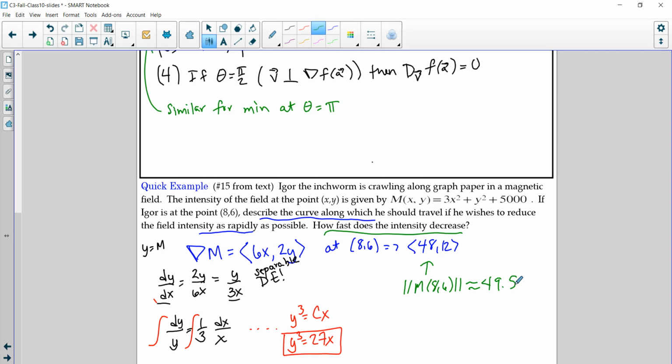I should actually also say one more thing. Technically, when I did this, if he wishes to reduce the field intensity, I should have had negatives here because it would have been in the direction opposite of the gradient for maximal decrease. So technically minus 6x, minus 2y, but they ended up washing out algebraically when I was finding my curve. Okay, so Mega Theorem 101. Remember those properties, and we're going to see those properties visualized in the next video.